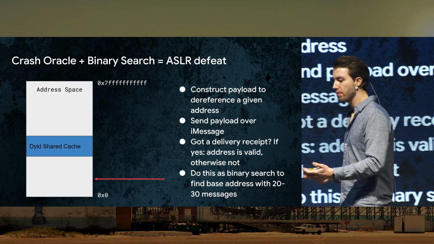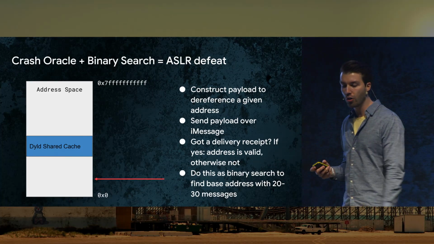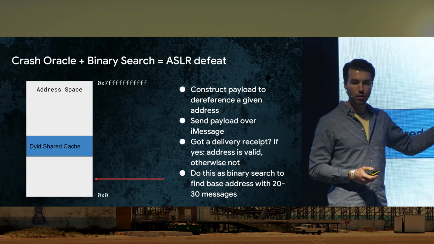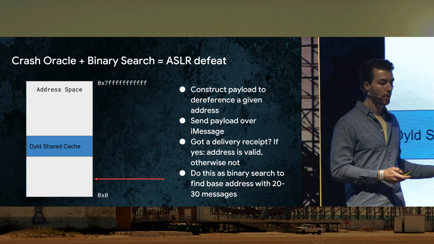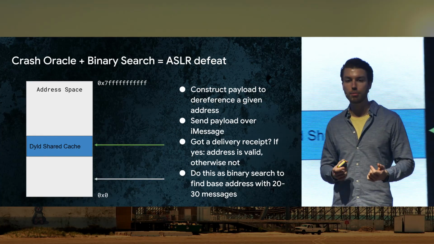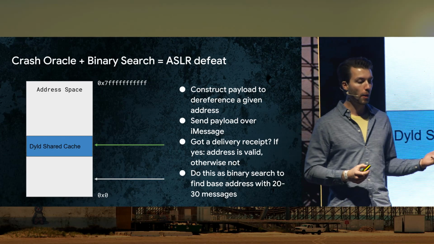And so we started some low address, maybe this one here, and it crashes. We don't get a receipt. That's why it's red. We check another one. And now we get a delivery receipt. So this address must be valid, right?